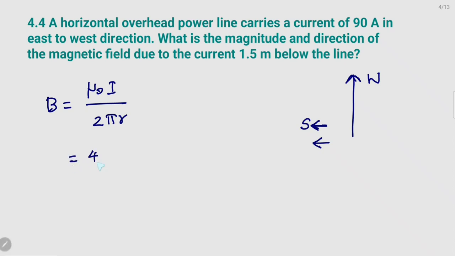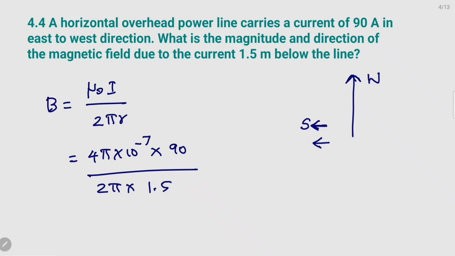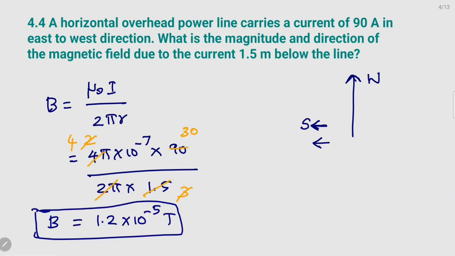Magnitude is simple, straightforward. Current value is 90, and 2 pi, distance 1.5. So in simple steps, you will get the magnitude, that is easy. B is equal to 1.2 into 10 power minus 5 Tesla. But finding the direction is an interesting thing. So if you really feel it, if you move your right hand looking at the west, then you can easily guess the answer.